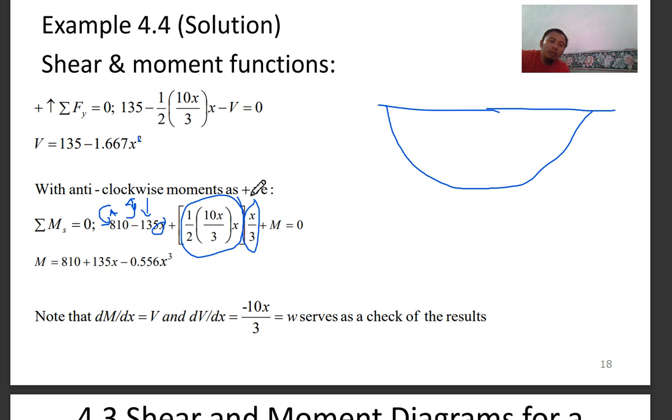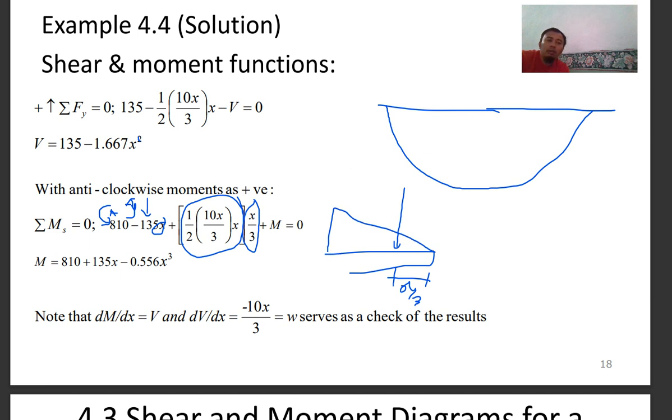of x, because your beam here is a triangle, and you have a triangle load here. So your resultant moment will be calculated with the moment arm here, which is x over 3. So let's say if your triangle is the other way around.